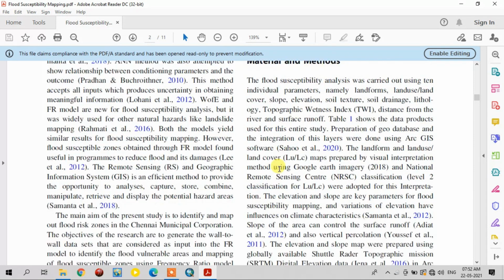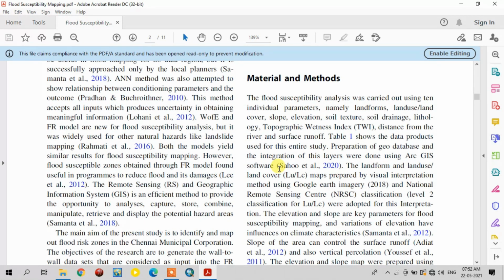Okay, now I am going to explain how these maps are prepared, how these 10 parameters are prepared. See, these are the 10 parameters I have already told: namely landform, land use land cover, slope, elevation, soil texture, soil drainage, lithology, topographic wetness index, distance from the river, and surface runoff. We are going to see one by one how to create these parameters in GIS.